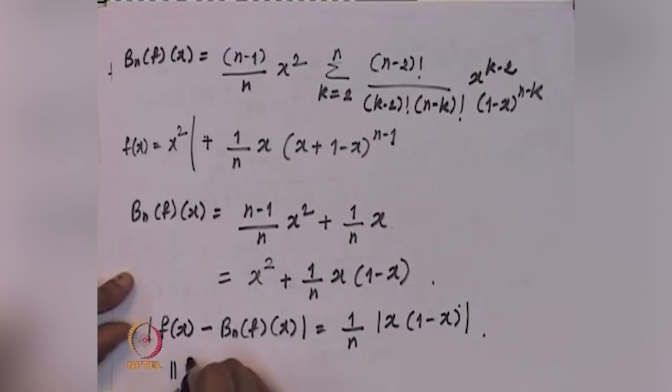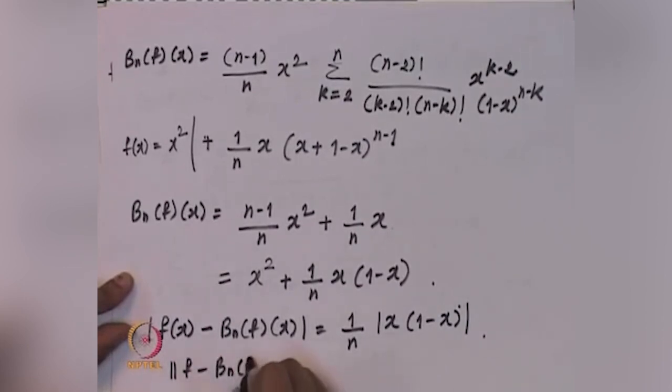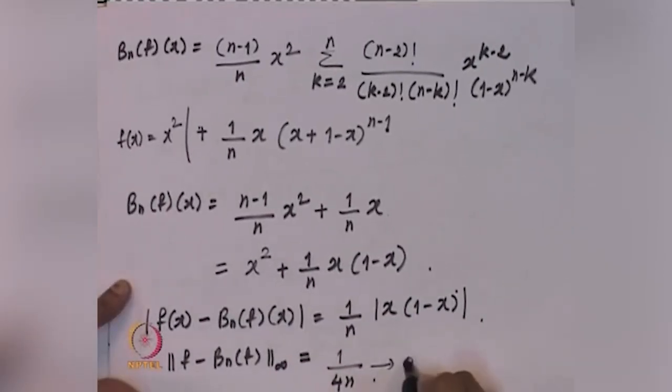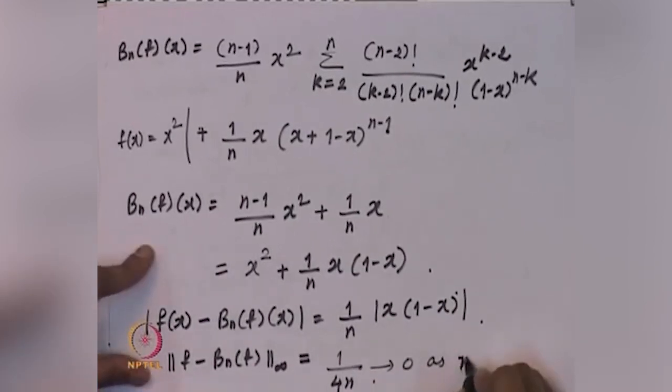And hence, the norm of f minus b n f, its infinity norm, is going to be the maximum of this when x belongs to 0 to 1. The maximum will occur when x is equal to half. So, it is going to be 1 by 4 n. So, this tends to 0 as n tends to infinity. So, now for the three functions, f x is equal to 1, x and x square, we have seen that we have got convergence of f minus b n f, its infinity norm, to 0.